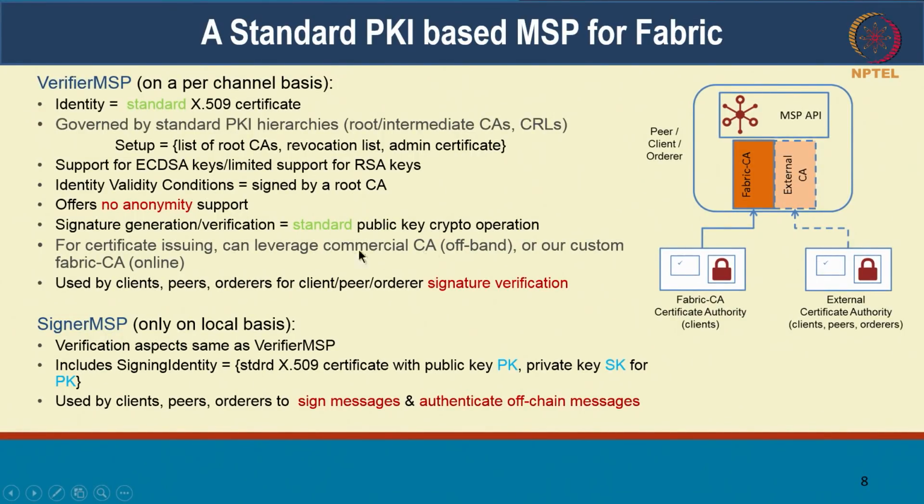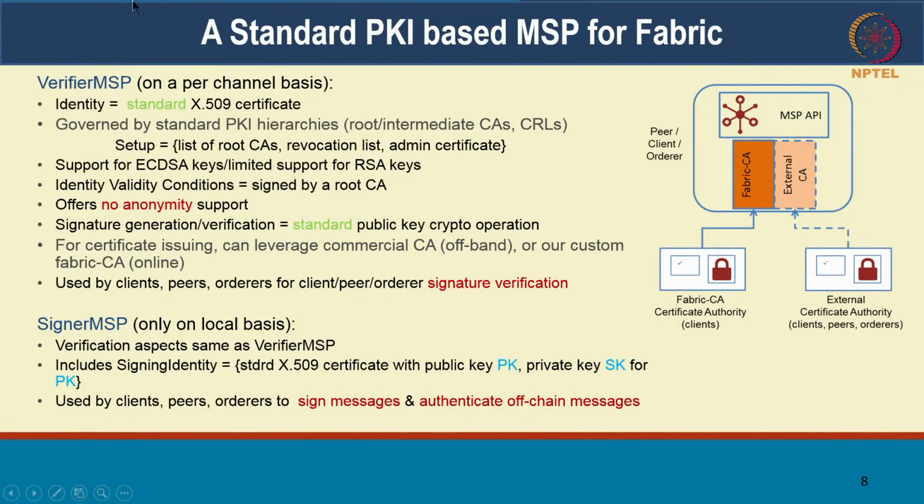So like I mentioned, you can use a commercial CA off band, or you can use Fabric CA that comes shipped along with Fabric. And you can use that Fabric CA in your application. And IBM blockchain platform right now does not allow you to plug in your own CA, but you'll have to use the Fabric CA implementation. But I guess at some point in the future they will allow that capability as well.